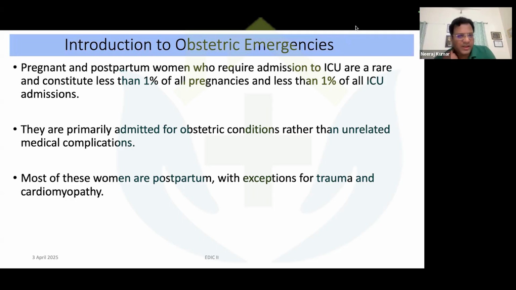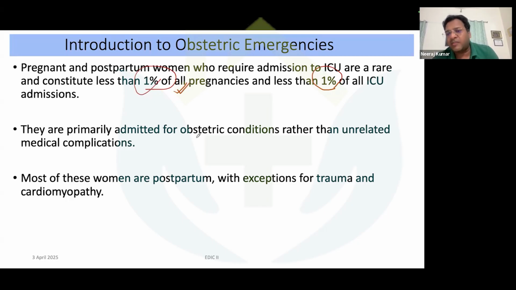Now coming to the first important thing: why these obstetric emergencies? We all know that these pregnant and postpartum women are the patients who require ICU admission. Only 1% of all pregnancies, and less than 1% of all ICU admissions, require ICU care. It means only 1% of all pregnant patients require ICU admission. So the percentage is very low incidence-wise, but for you guys, the questions are very important.